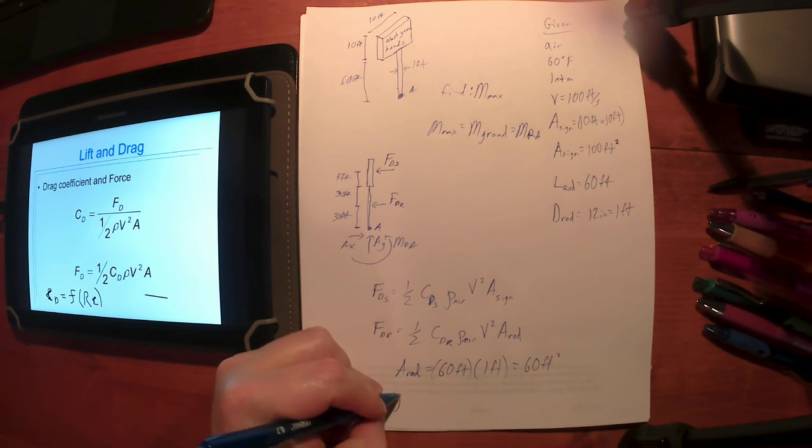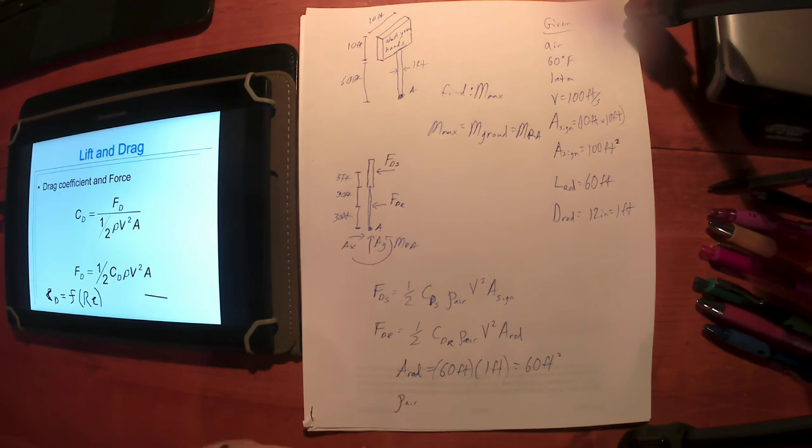So, I need density of air in English. It seems like that's a nice place to stop. I'm going to go pull that up and come right back. So a little bit of a pop here.